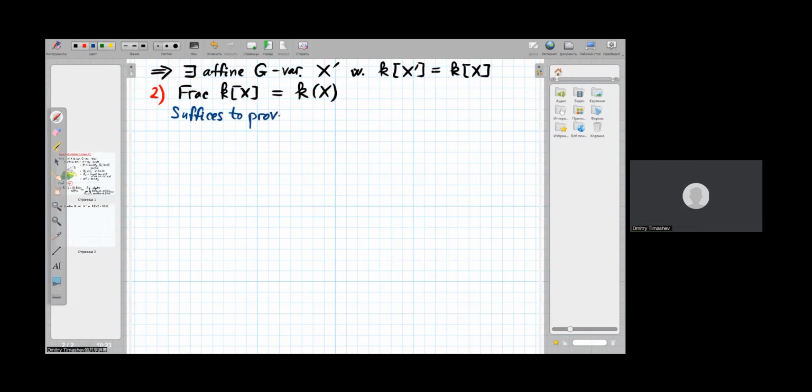So the existence of X prime is due to the finitely generated. Exactly. Yes, absolutely. So to prove this equality, it suffices to prove that the fraction field of the algebra of regular functions on X contains the algebra of regular functions on the open B orbit. Because this open B orbit, Y naught, is an affine open subvariety, and its field of fractions is exactly the field of rational functions on the whole X. So it suffices to prove this inclusion.